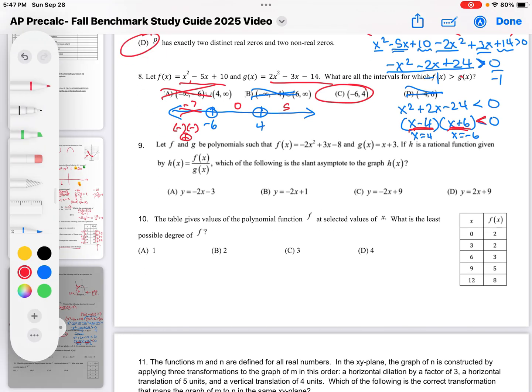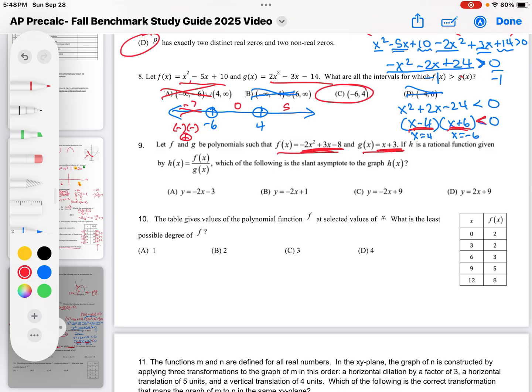F and g are polynomials. Here's f of x, here's g of x. H is the rational function where your f of x function is on top and g of x is on the bottom. We want to know which of the following is a slant asymptote. Hopefully you understand why it's a slant asymptote: the degree of f of x is 2 and the degree of g of x is 1. The degree on top is higher, so it must not be a horizontal asymptote.